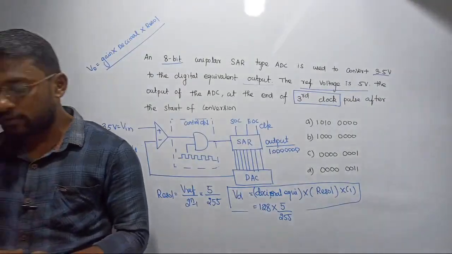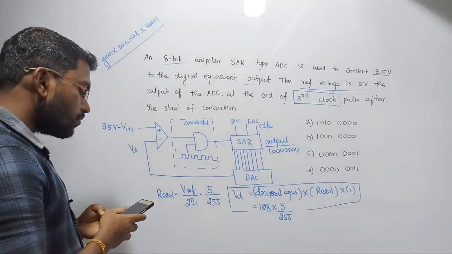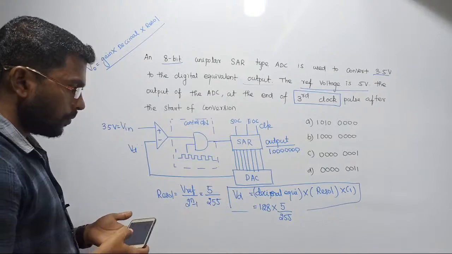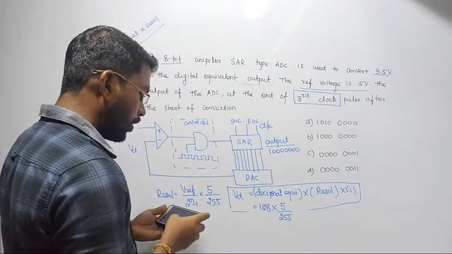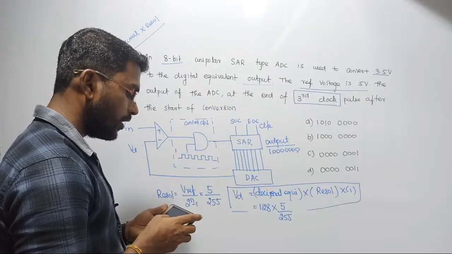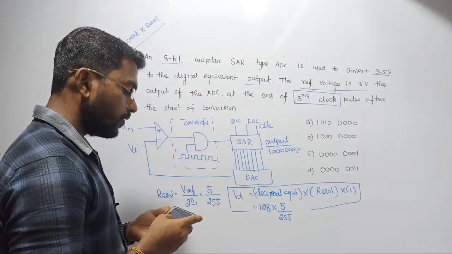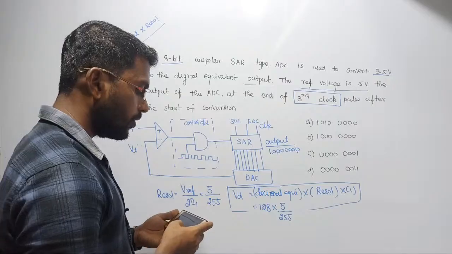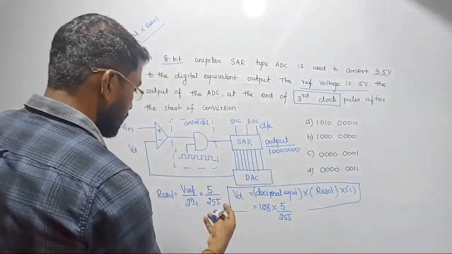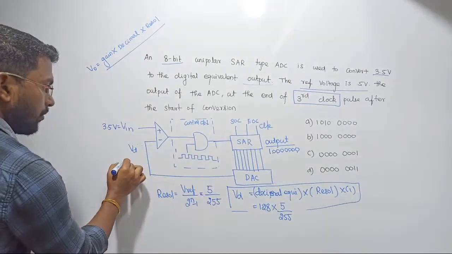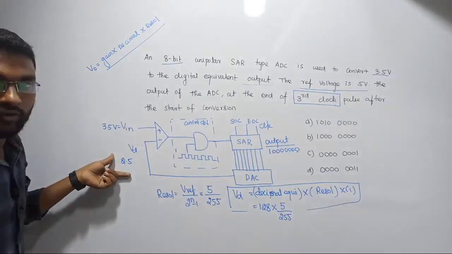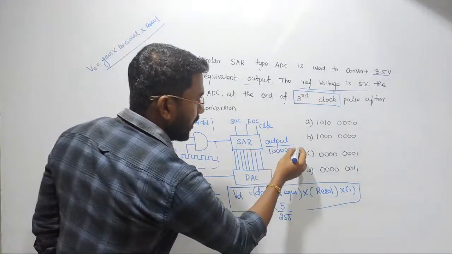Let me do it by myself. One second. So 128 into 5 upon 255. I am getting 2.5, right? So in case number 1, I am getting 2.5. Now let's compare. 3.5 is greater than 2.5? Yes. So the data that we are taking here is exactly correct.